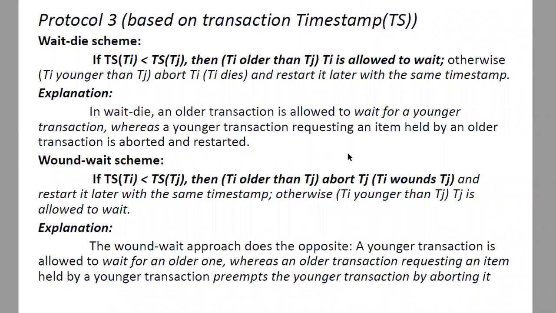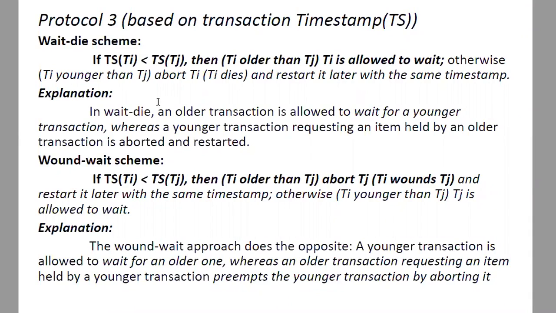Now in the first case, the wait-die scheme: if transaction Ti is older than Tj, for example T1 is older than T2, then T1 is allowed to wait. If Ti is younger than Tj, then Ti will die, that is, it is aborted and restarted later with the same timestamp. After aborting the younger transaction, you restart it with its previous timestamp so that it does not lose its priority.